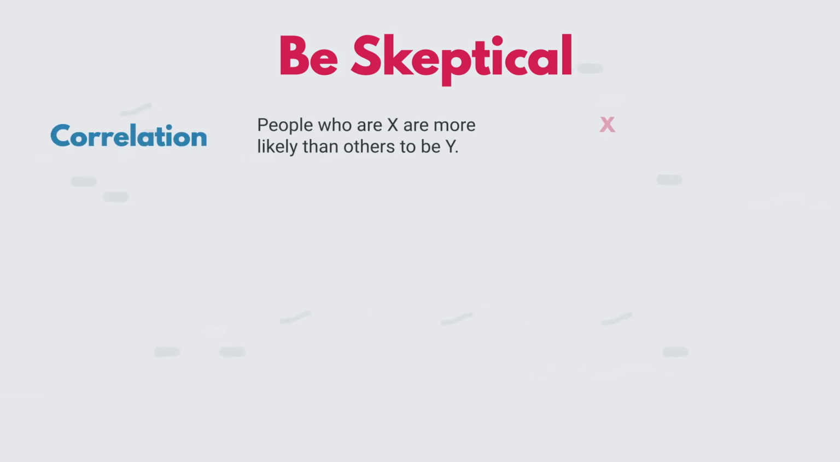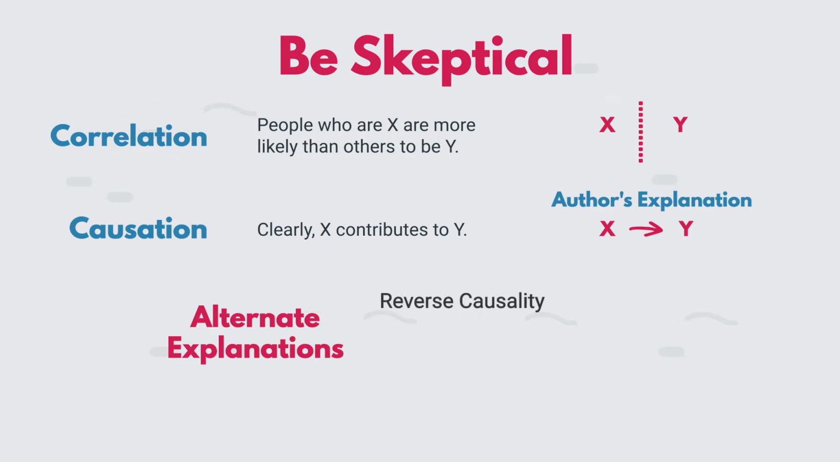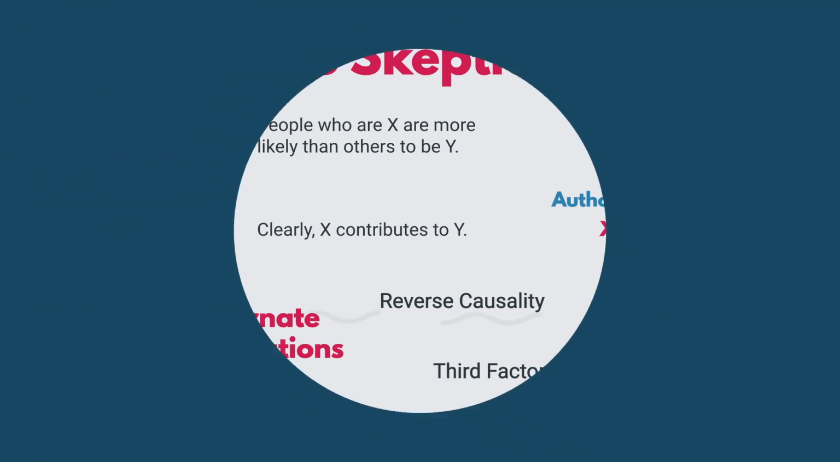When we see correlations, people who have quality X are more likely to have quality Y, authors will usually conclude that X causes Y. And we need to immediately think about alternate explanations. Reverse causality is the possibility that Y led to X. And then another possibility is that X and Y are both just symptoms of some third factor. X and Y are correlated because they both show up as symptoms of Z.